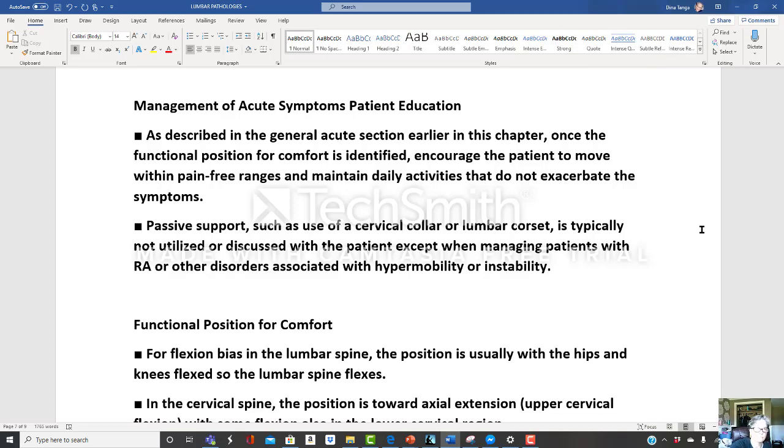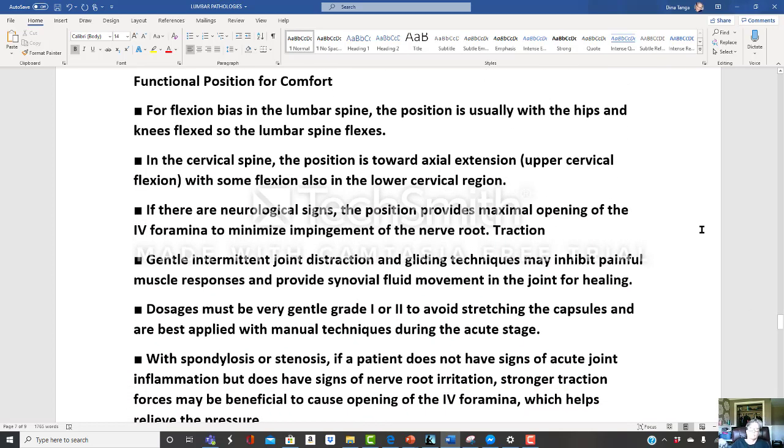Functional position for comfort for flexion bias. In the lumbar spine, the position is usually with the hips and knees flexed so the lumbar spine flexes. In the cervical spine, the position is toward axial extension, upper cervical flexion, with some flexion also in the lower cervical region if there are neurological signs. The position provides maximal opening of the IV foramina to minimize impingement of the nerve root.